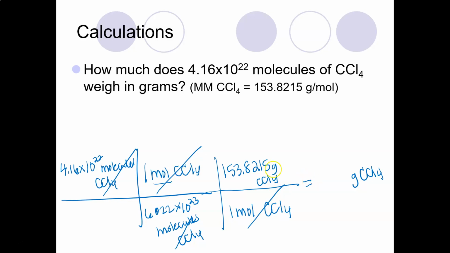So my unit that I want is grams, and what unit I'm at is grams, so it's time to grab my calculator. Let's look at sig figs. 3 sig figs. This has 4 sig figs. This has 1, 2, 3, 4, 5, 6, 7 sig figs. So my answer should have 3 sig figs. Grab my calculator. 4.16 times 10 to the 22nd divided by 6.022 times 10 to the 23rd multiplied by 153.8215. But I need to round to 3 significant figures. And when I got my answer and then I did my rounding, I got 10.6 grams of carbon tetrachloride.